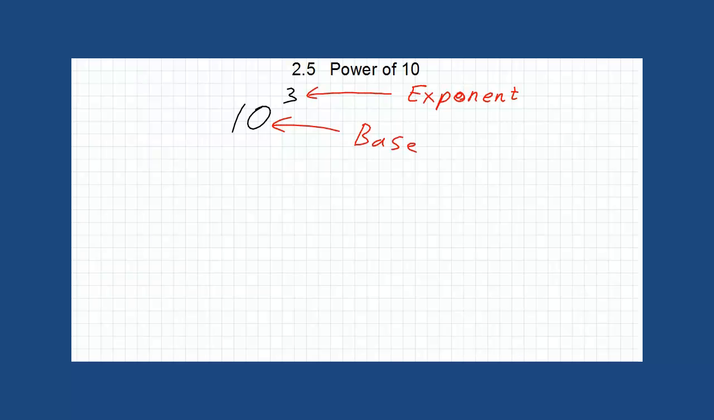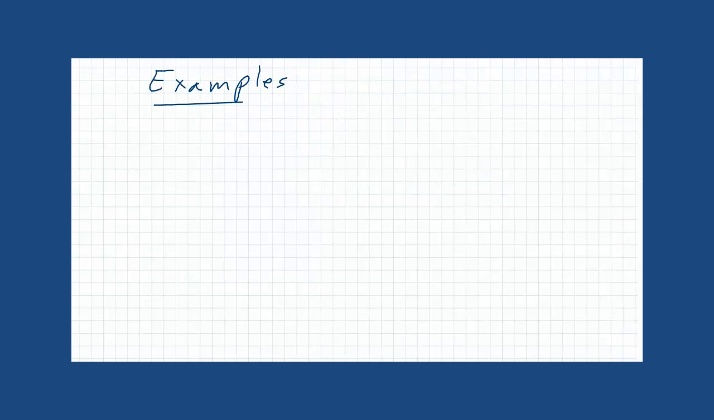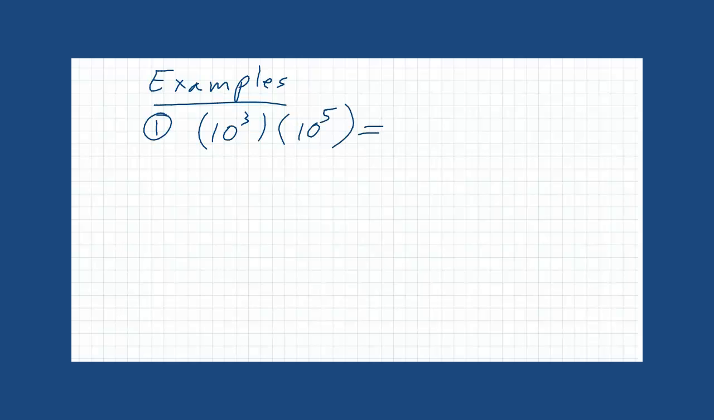So as a rule, if we have 10 to power a times 10 to power b, this is going to be 10 to power a plus b. Let us see some examples on that. Example 1, 10 to power 3 times 10 to power 5. This is equal to 10, and the power is the sum of 3 plus 5, which is going to be 10 to power 8.